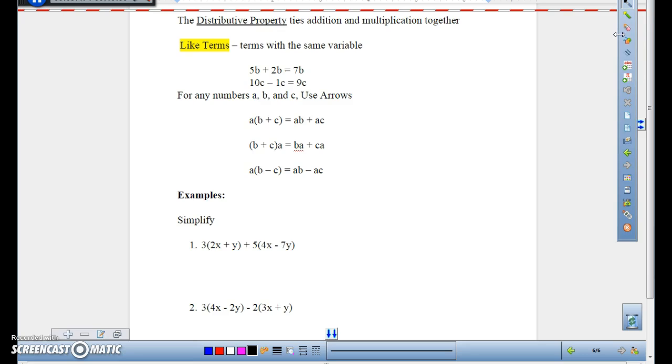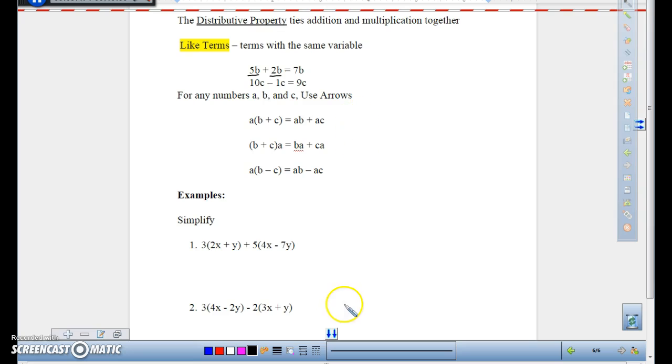You have to be good at combining like terms to be good at the distributive property. You have to be able to say, well, 5b and 2b, they're like terms because they have the same variable, so I can add them. So 5b plus 2b has to equal 7b. On the second example, 10c minus 1c is equal to 9c. These are like terms, so I can take 10 minus 1 and get 9.